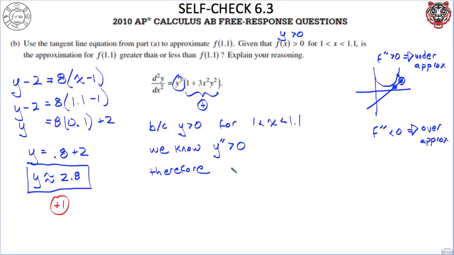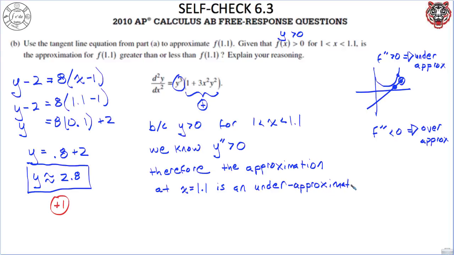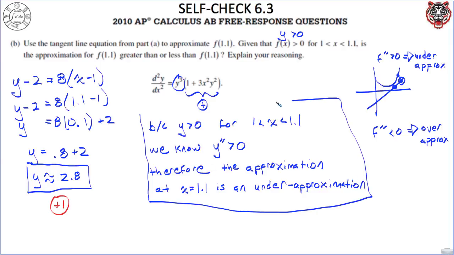So therefore, how are we going to say this? Therefore, the approximation at x equals 1.1 is, and what do we say? This is greater than, therefore it's an under approximation. Is there a hyphen here? I'm not exactly sure. Under approximation. All right, so that is the answer to this second part.